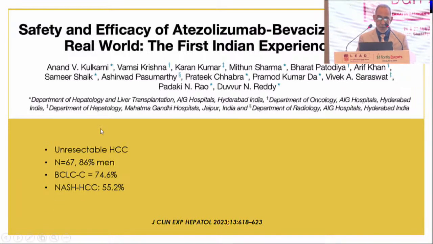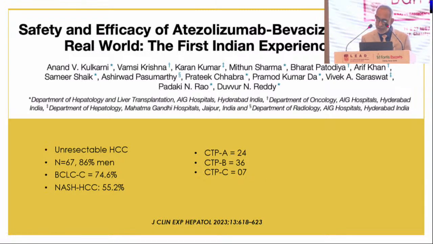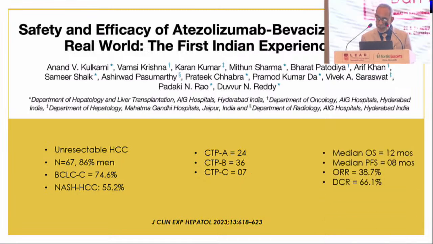These were unresectable HCC, 67 patients all told, 86% men, BCLC-C was present in 75%, and interestingly, a large proportion of them were NASH HCC, which at least in some other studies had said doesn't respond very well to atezo-bev or immunotherapy in general. Also, different from other studies, real-life experiences, in the early part, we did include a small number of patients with CTP-C status, although the majority were A and B.